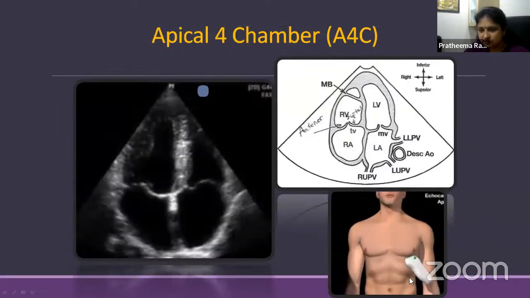And this is the 4-chamber view. We can see that it is at the apex and the pointer is towards the left shoulder again. So we can see the right ventricle, left ventricle, right atrium and left atrium. And we can just rotate, do some adjustments and see the descending aorta and pulmonary veins also.